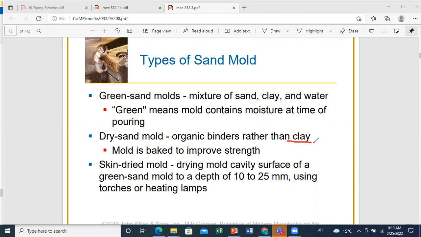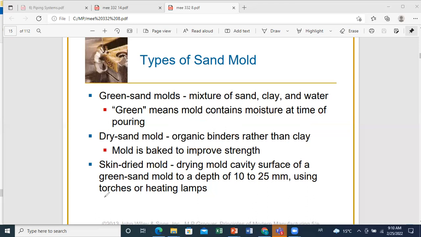So whenever you use clay, you should add water, and this will create some moisture in your mold. If you want to get rid of this moisture level, you should use other types of binders. So you can use organic binders. Now, in general, in this case, moisture will reduce the strength. So this is why when you bake your mold, you improve its strength.